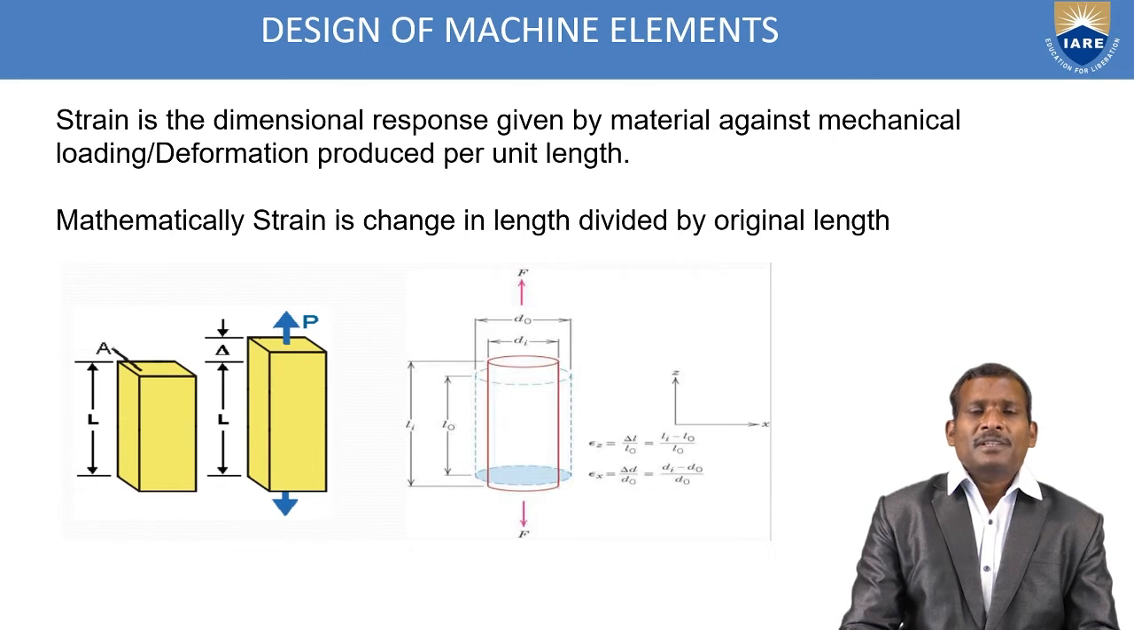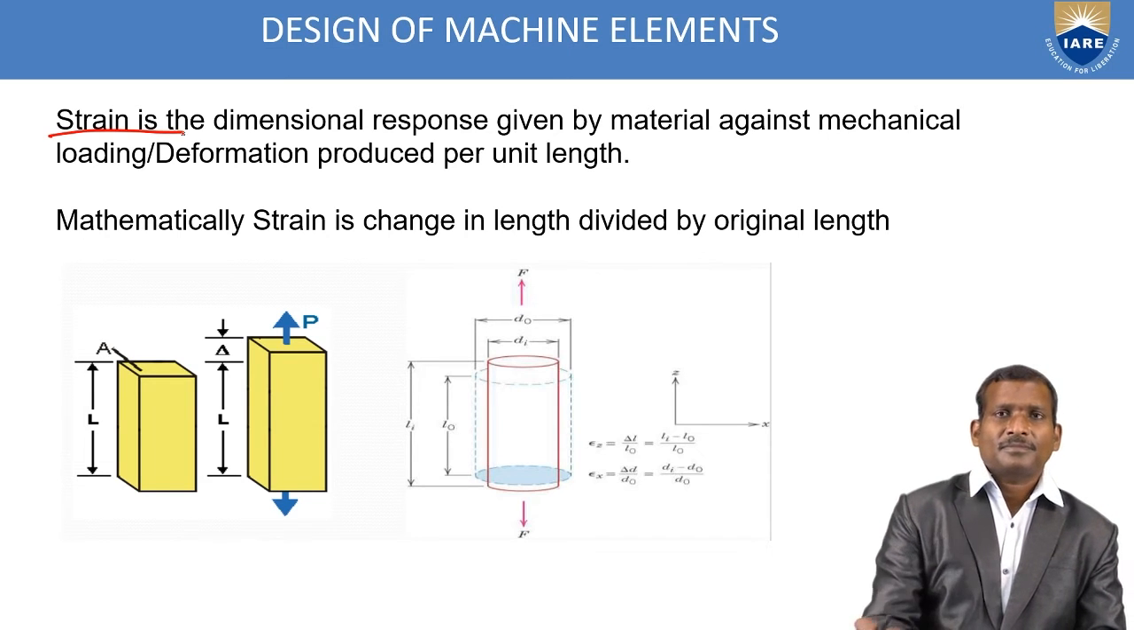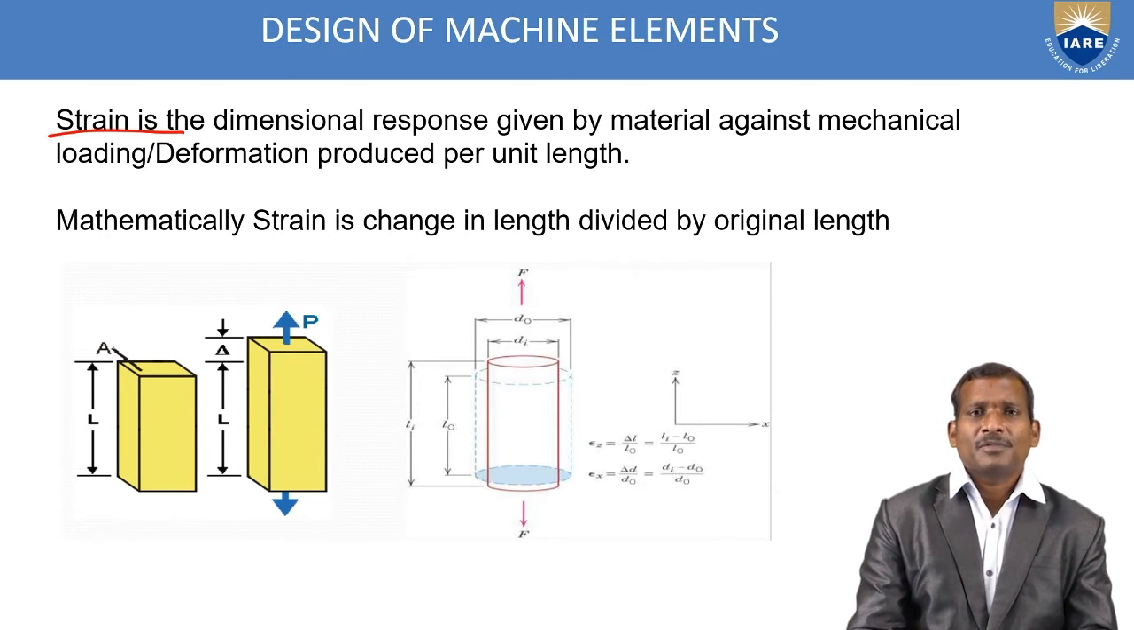Strain is the dimensionless response given by material against mechanical loading, or deformation produced for unit length. How much is it deformed when it is subjected to tensile load or compressive load? That is called strain. The deformation produced for unit length.